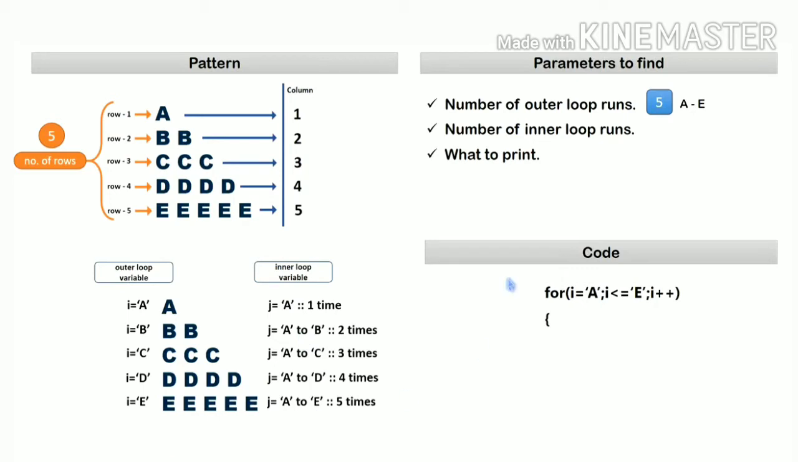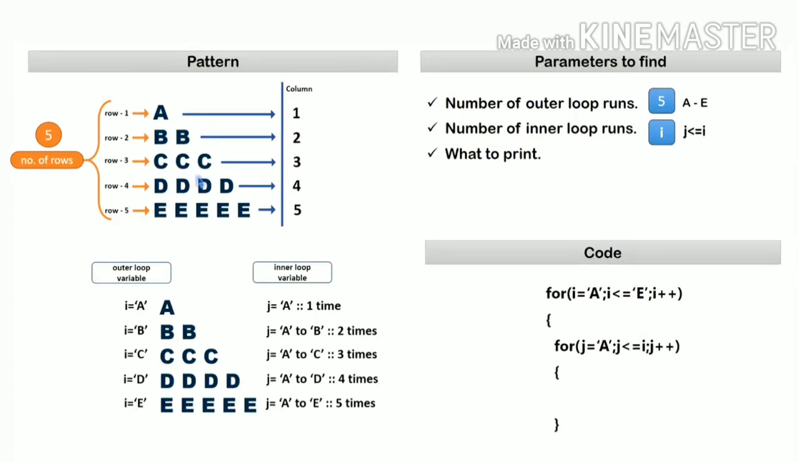Here we can say that the inner loop depends on I. So j less than equal to I. Finally we have to print the value of I, not j. Means constantly we have to print the value of I. First A, second B 2 times, third C 3 times, fourth D 4 times, fifth E 5 times, and so on. So we have to print the outer loop variable value I.